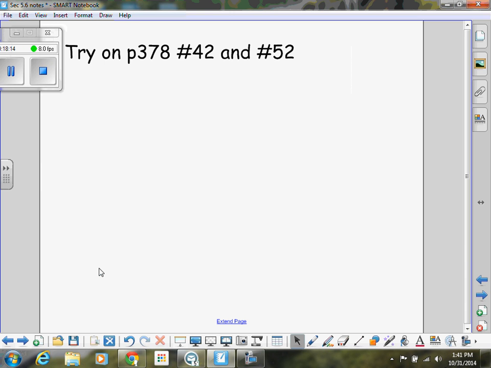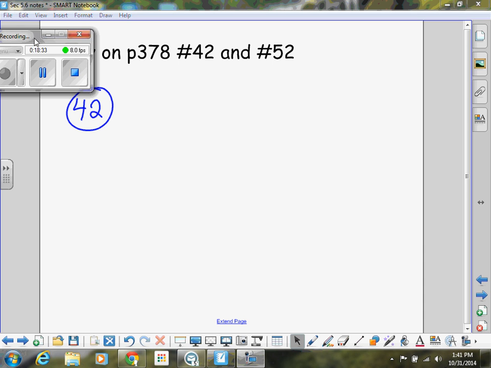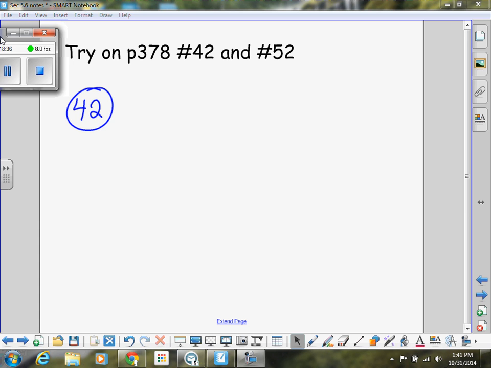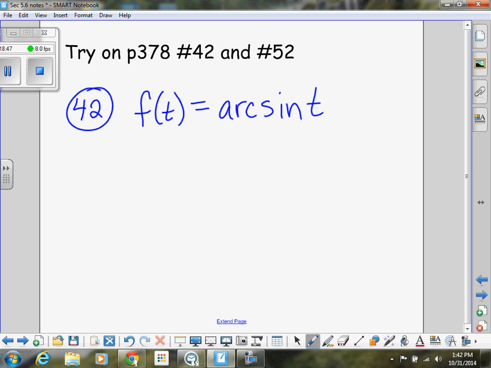We're going to try these problems. So they're on page 378. First one we're going to do is number 42. Okay, so number 42 says f of t is equal to arc sine of t squared. And we're just trying to find the derivative. Okay, so I'm going to give you guys time to try that on your own.